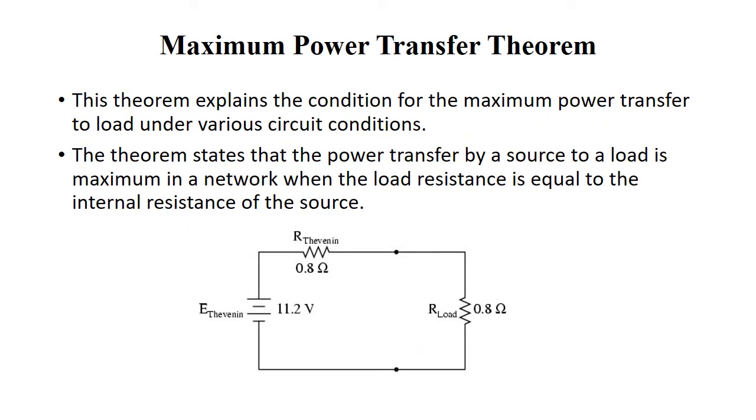Maximum power transfer theorem. In DC circuits, maximum power is transferred from source to the load when the load resistance is made equal to the resistance of the network as viewed from the load terminals, with the load removed and all the sources replaced by their internal resistances, for finding the Thevenin's resistance.